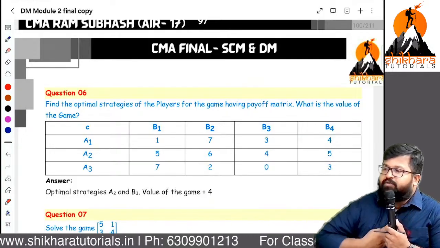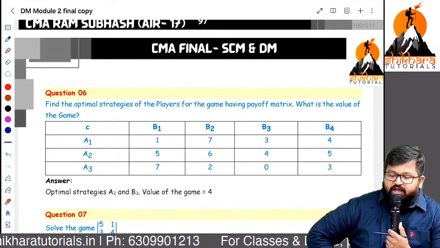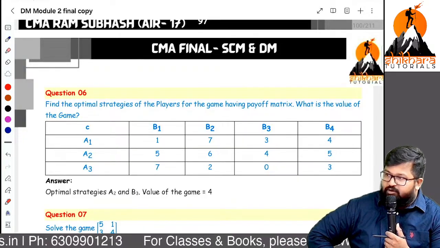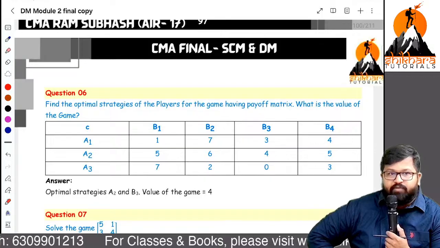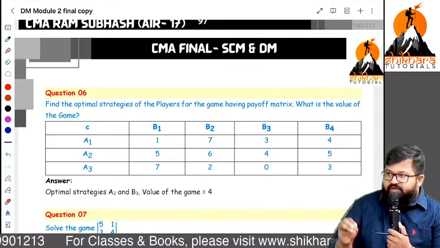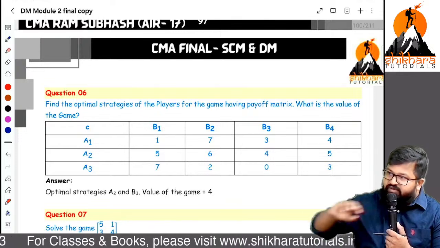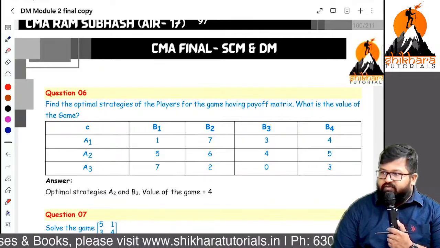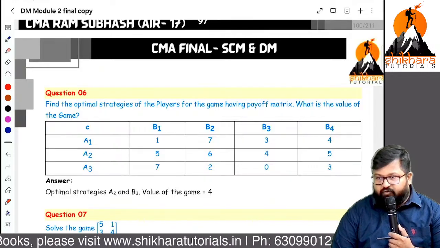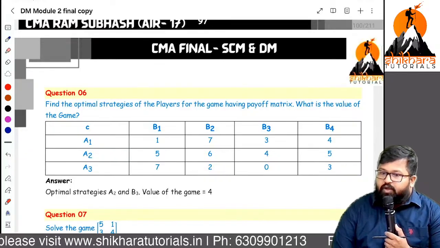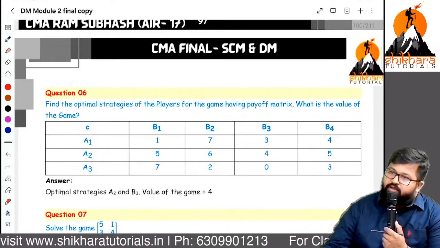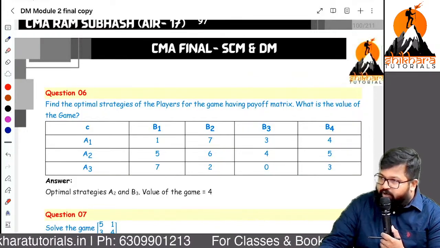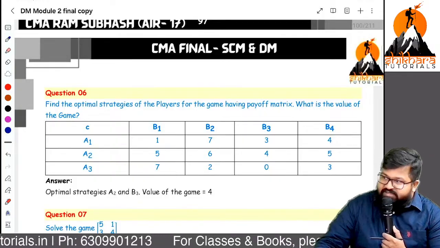What is the question there? First, the sentence: find the optimum strategies of players for the game having the payoff matrix. What is the value of the game? What is meant by payoff matrix? What are the end consequences for different strategies? For that he gave the matrix there. And what is the order of the matrix here? 3 by 4. Once a 3 by 4 matrix is given, what concept have we gone through first? Basically, in the case of pure strategies, we will try to find the saddle point. If the saddle point is found, the answer is done.